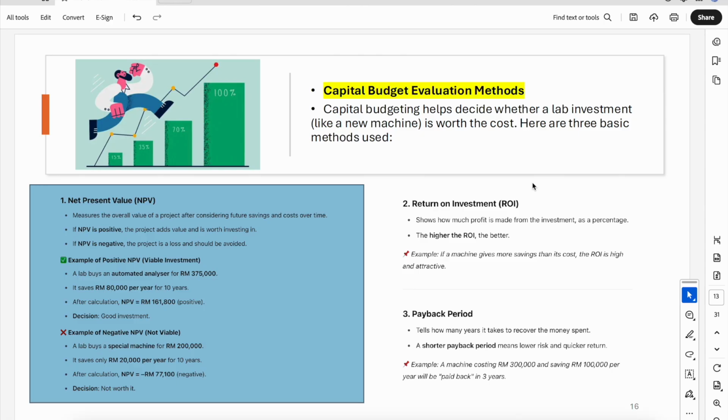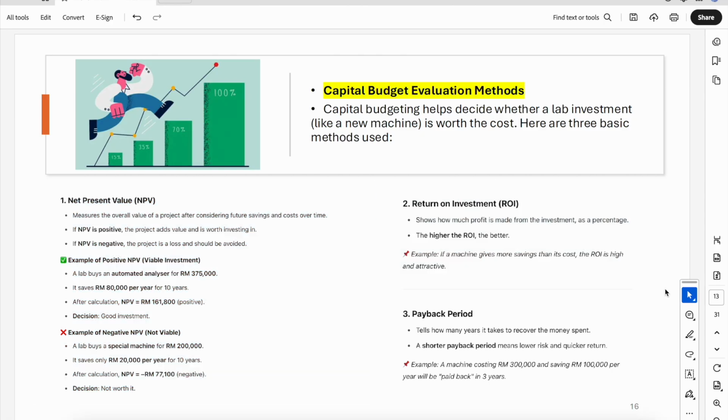Example of negative NPV, not viable. A laboratory buys a specialized machine for 200,000 ringgit. It saves only 20,000 ringgit per year for 10 years. After calculation, NPV is minus 77,100 ringgit, or negative. So the decision is not worth it.